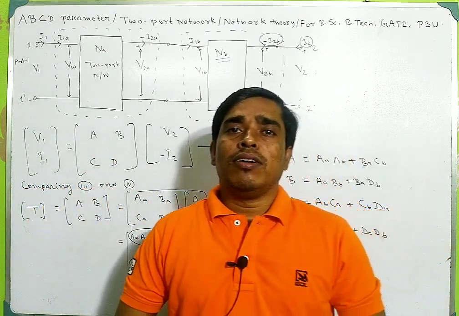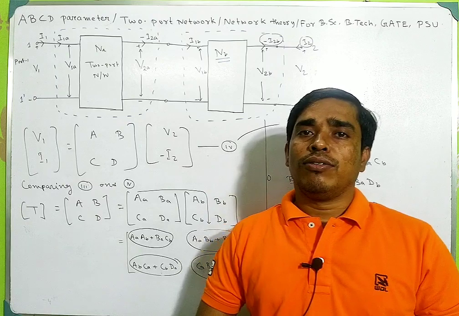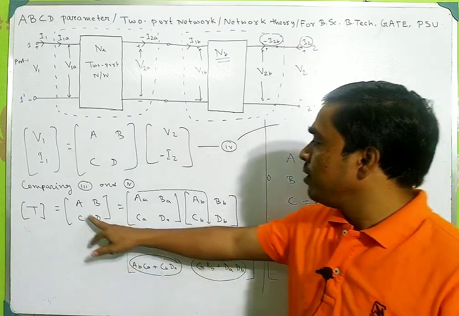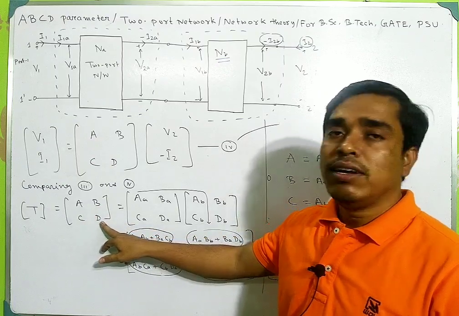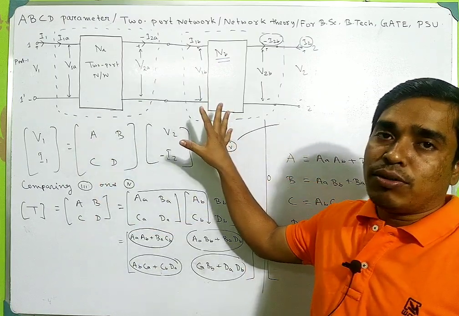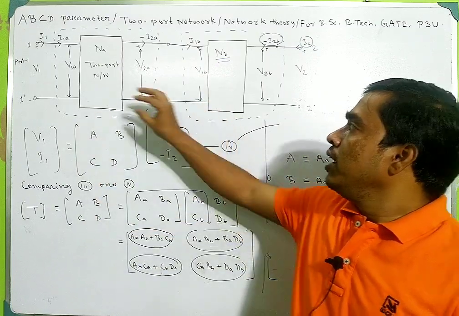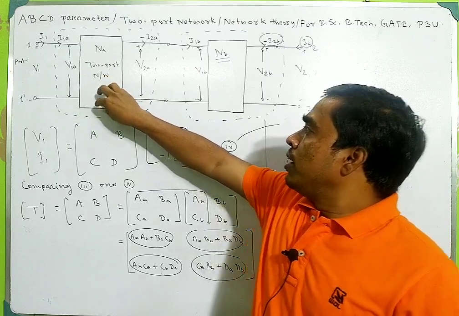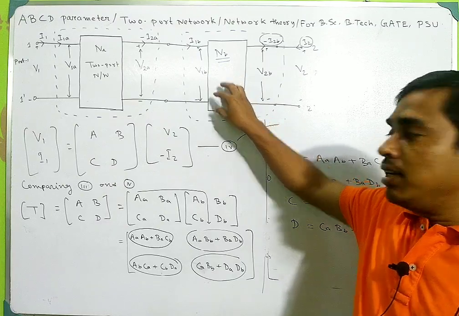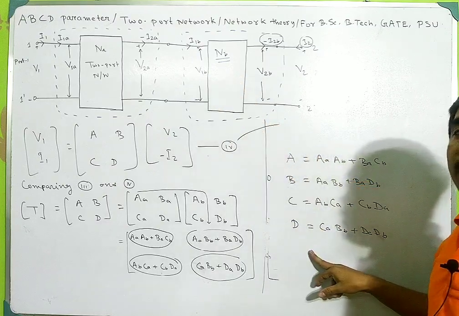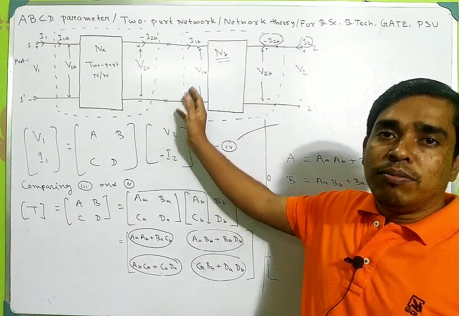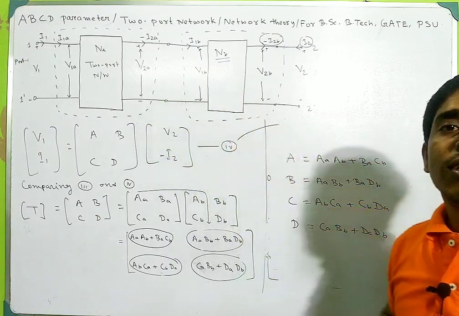Okay, so this is the transmission parameter of a cascading network. So in this way you can calculate the value of A, B, C, D of a cascading network. If the ABCD parameters of this network and this network are given, then using this formula you can calculate the total ABCD parameter of this cascading network.